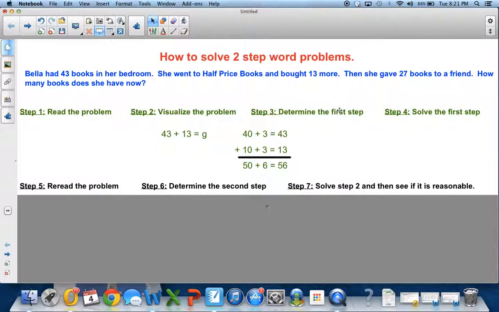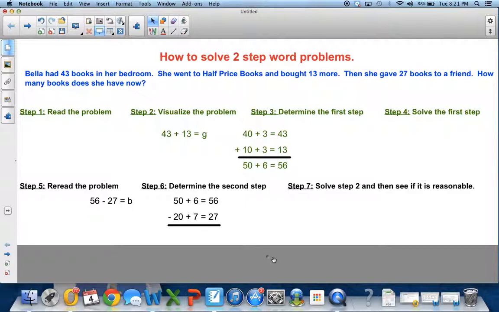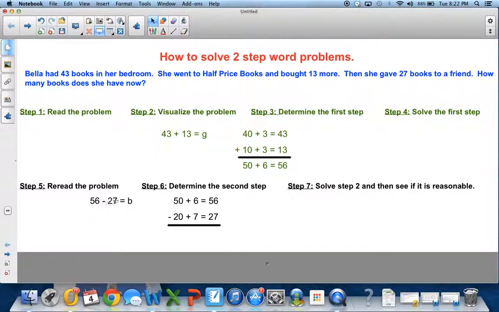Well, she has 56 books because this is step 1. This is the number of books she started with plus what she bought, which gives us 56. But now from those 56 books, she's giving away 27 to a friend. So now we come down here. We've got 56 minus 27 equals B for how many books she has. 50 plus 6 minus 20 plus 7. So we have 56 minus 27.